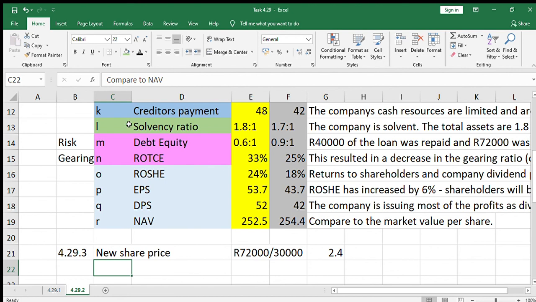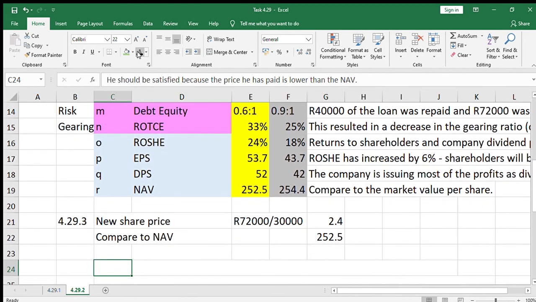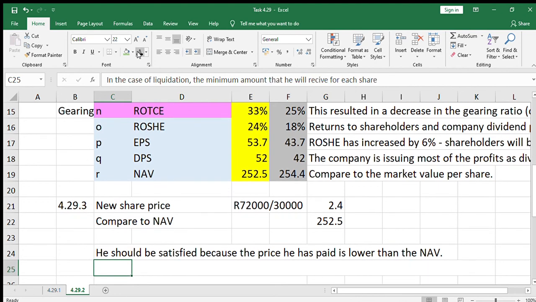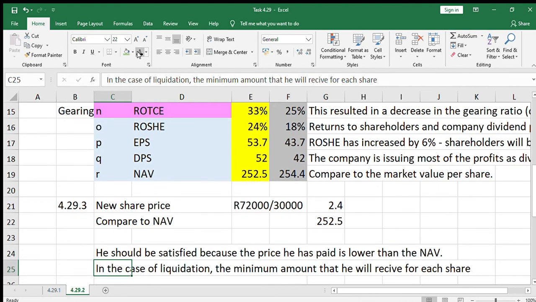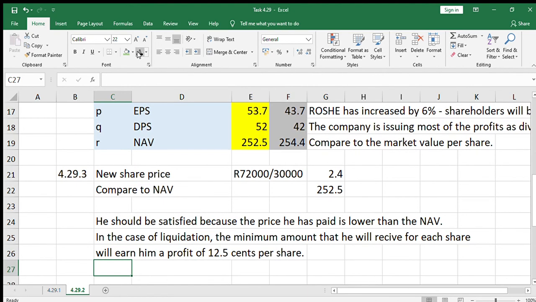So we have to compare this to the net asset value. And the net asset value is 252.5. So will he be satisfied? He should be satisfied because the price he has paid is lower than the net asset value. In the case of liquidation, the minimum amount that he will receive for each share will earn him a profit of 12.5 cents per share because he bought it at lower than net asset value. So that's all for this question.